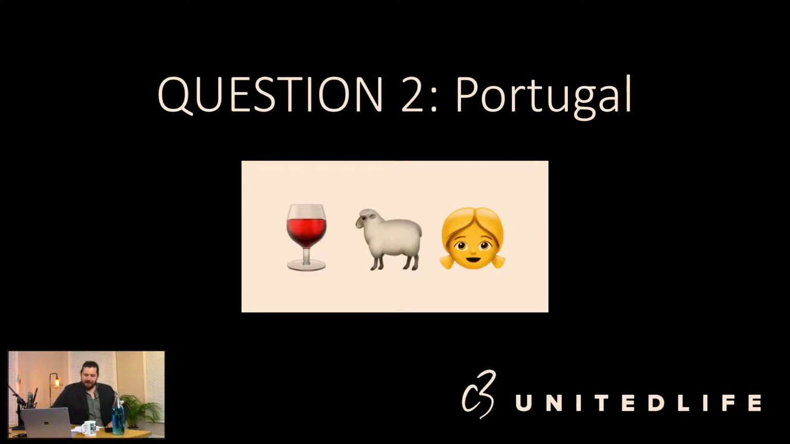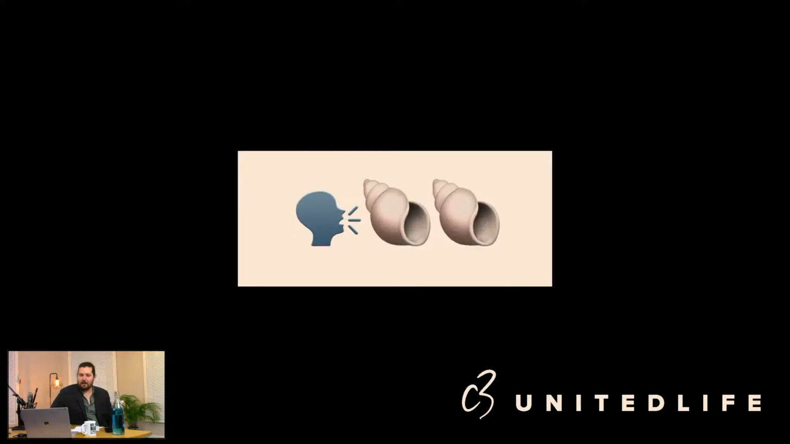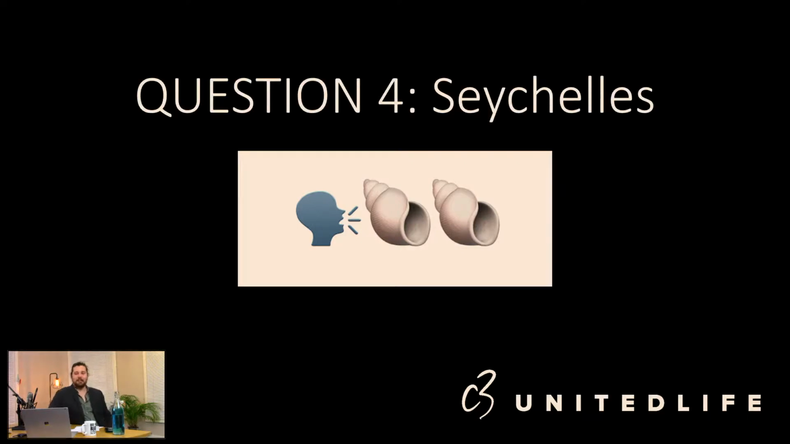Question 3, I believe, is the easiest of these. It is a tongue and the letter A. Tonga is the answer to question 3. Question 4, we have a person speaking or saying something, and we have some shells. Seychelles put together. Seychelles is the answer to question 4.